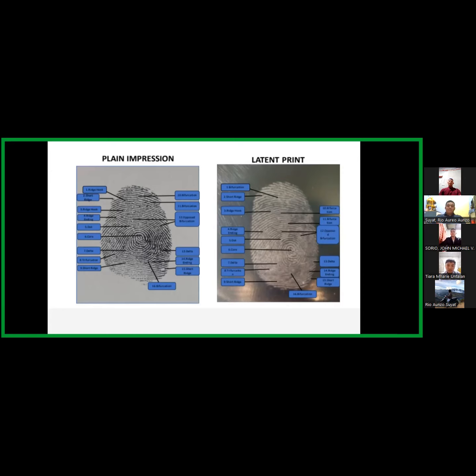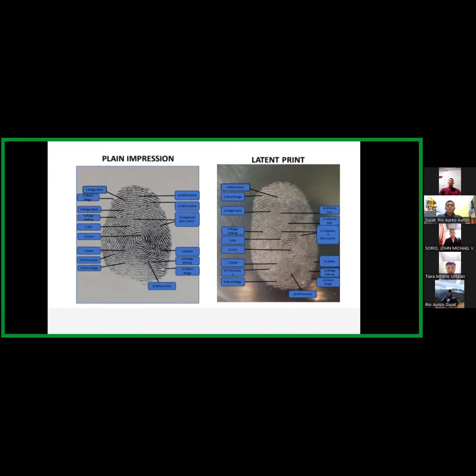21. How is latent print lifting done? Latent print lifting is a technique used to physically remove a latent fingerprint from a surface and transfer it onto lifting material for further examination and analysis.